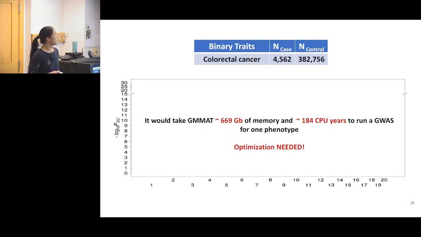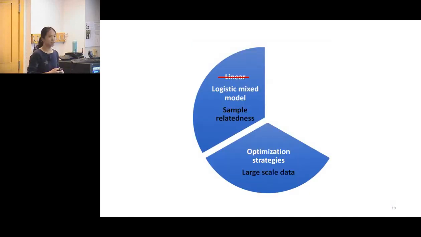However, the algorithm they developed is very slow, and it takes a lot of memory, as we expect if we take the large matrix. If you try to apply this algorithm to one phenotype, it costs 184 CPU years for us to run one single GWAS. So we decided to use some optimization strategies to make this logistic mixed model work for the large sample size.